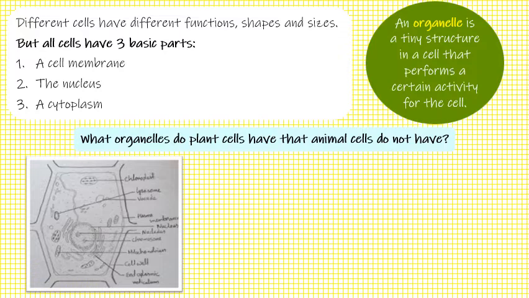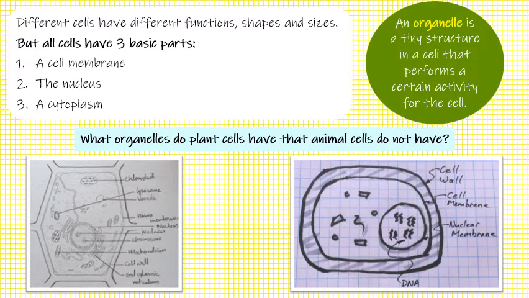One type of organelle that you know very well is the chloroplast. The chloroplast is a structure that holds chlorophyll inside and that helps the plant catch sunlight for photosynthesis, right?